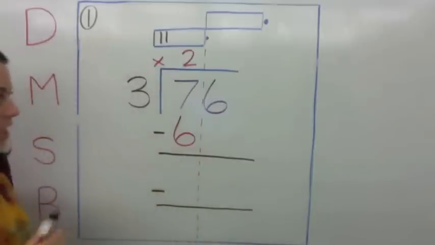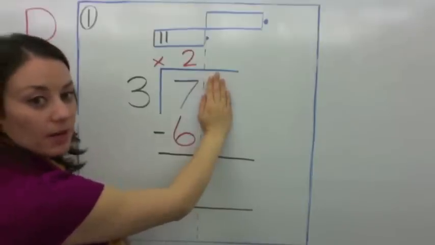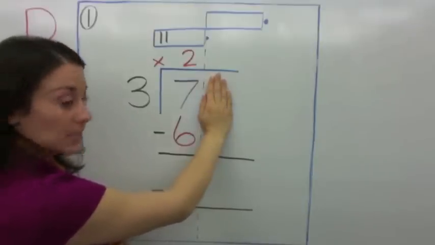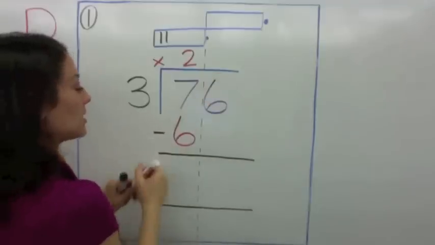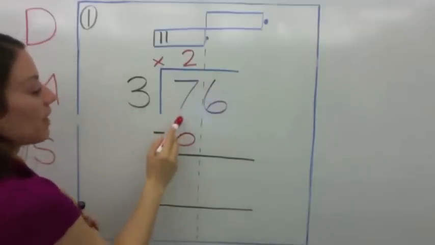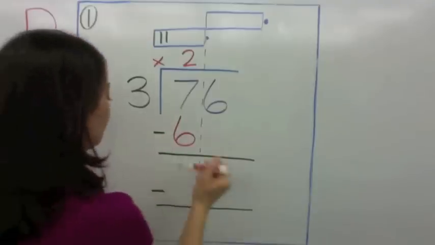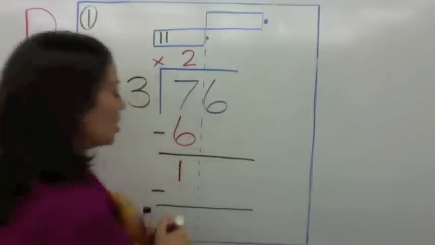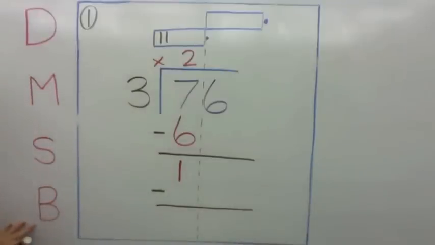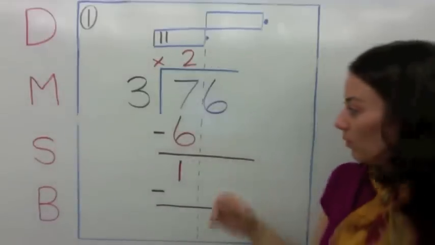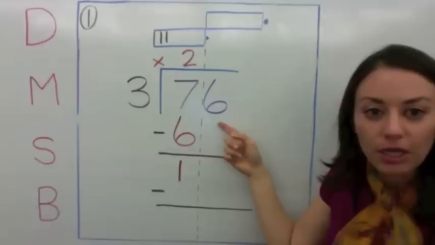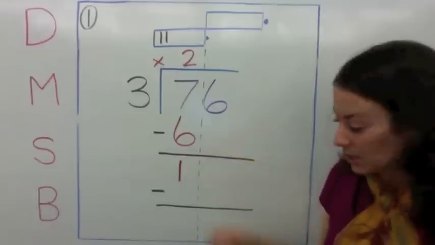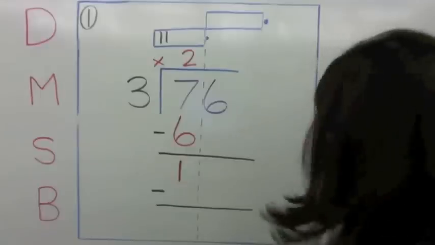The third step is to subtract. Now you're just really subtracting 7 minus 6. Just look at the tens place. 7 take away 6 we know is 7, 6, 5, 4, 3, 2, 1. So now we get to the step that's B. The step that is B is bring down. What do you think you're going to bring down? You're going to bring down the 6, right?